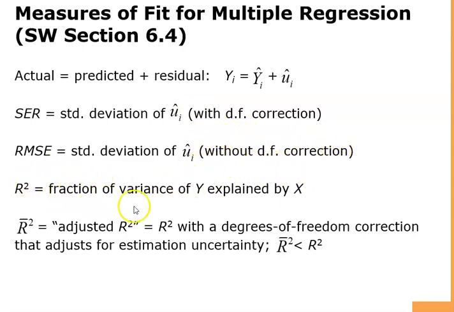R square is the fraction of variance of y explained by x, so that will remain the same from the analysis when we were using only one regressor. But now we have this new adjusted R square, and this one has a degrees of freedom correction, so that adjusts for the estimation uncertainty, and adjusted R square is less than R square, and we'll take a look at all of these in the coming slides.